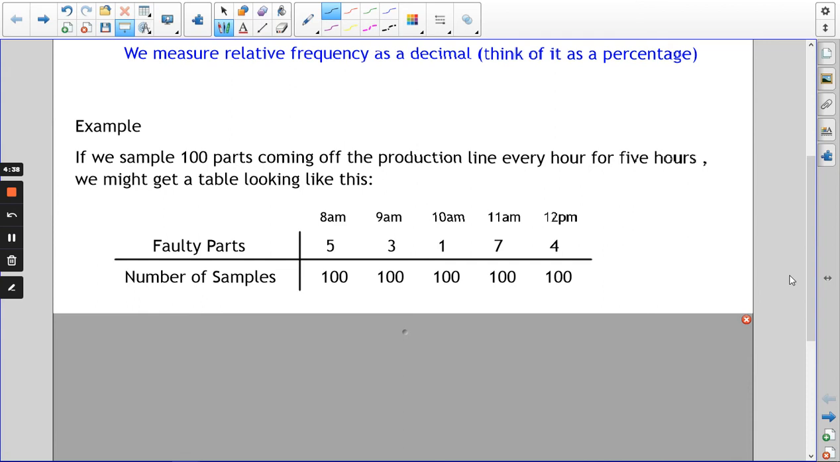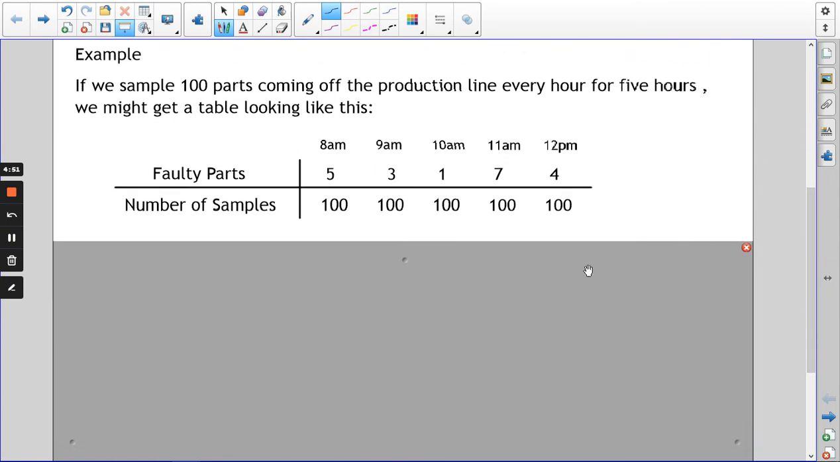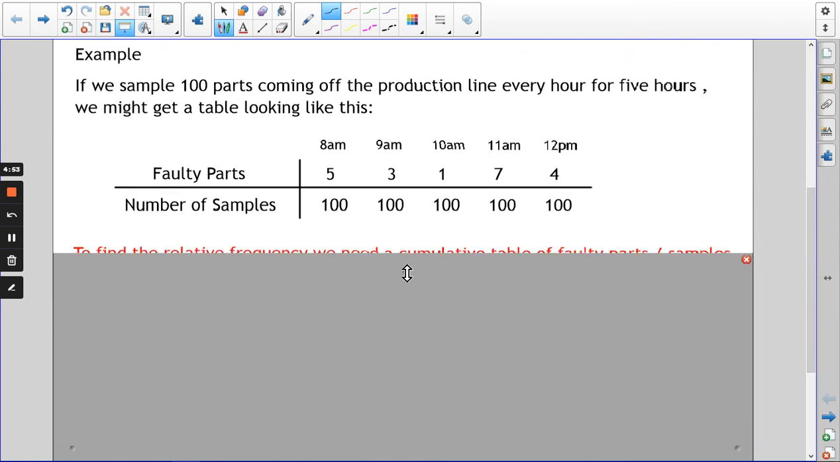While the factory owner would prefer that it's 1 out of 100 every time, look, it's as high as 7 out of 100. So you can't trust any of these results on their own. You've got to look at them all combined together. The more samples you look at, remember, the more reliable it is.